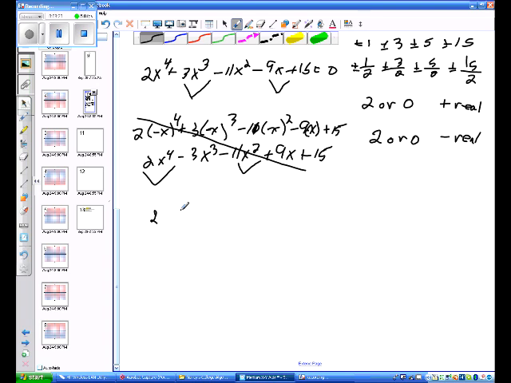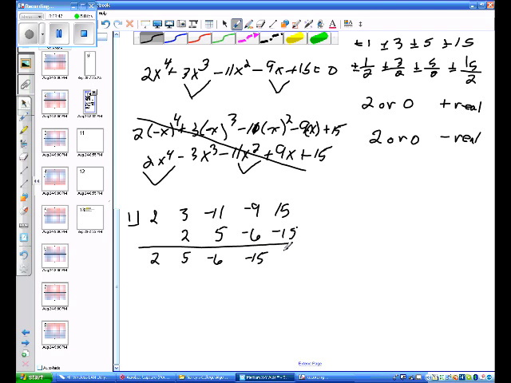So we have 2, 3, negative 11, negative 9, 15. And I'm going to start with positive 1. So 2 times 1 is 2, plus 3 is 5. 1 times 5 is 5, minus 11 is negative 6. 1 times negative 6 is negative 6, minus 9 is negative 15. 1 times negative 15 is negative 15, plus 15 is 0. So that was very nice. We know that x equals 1 is a root.